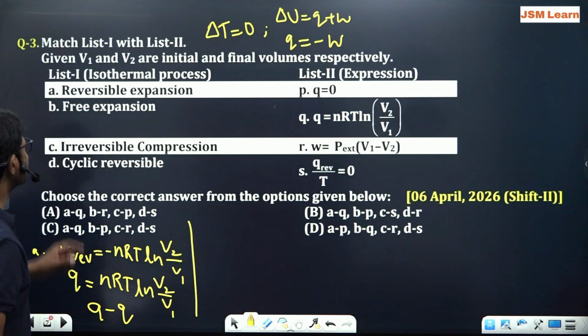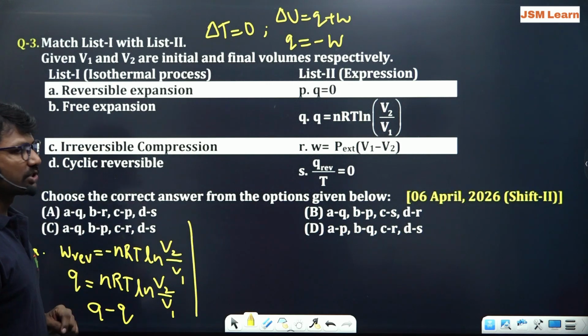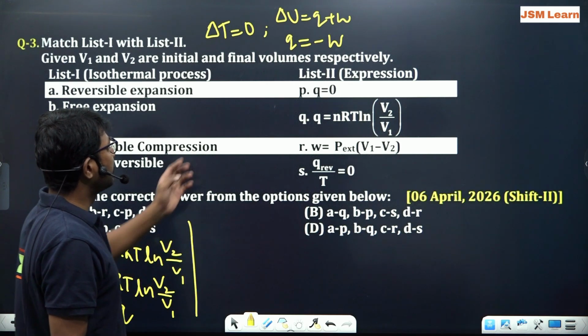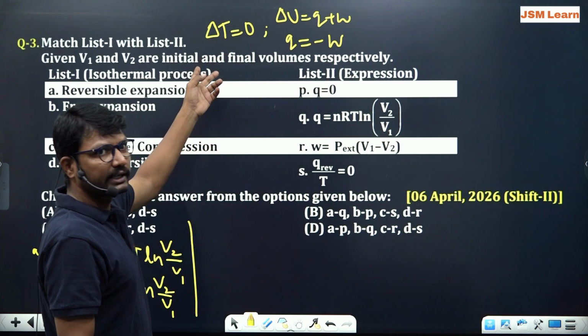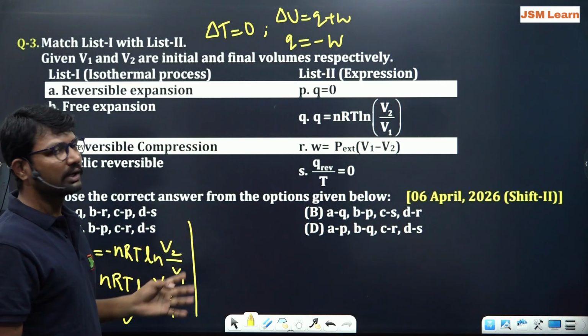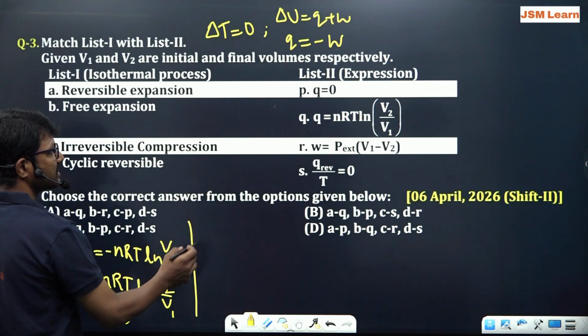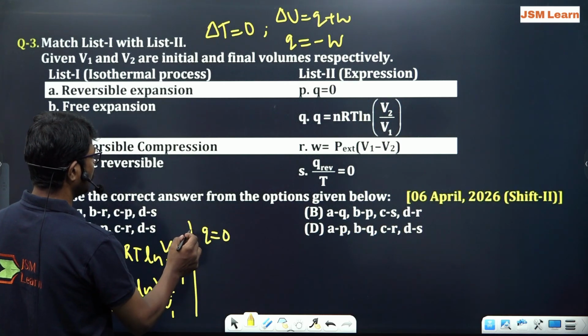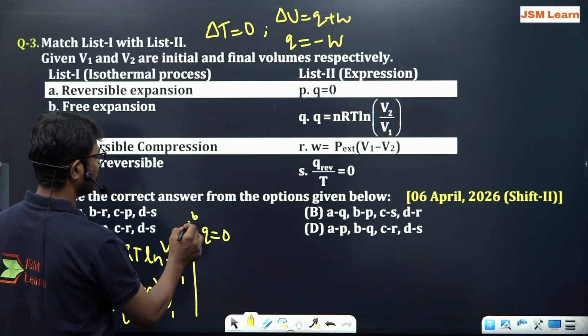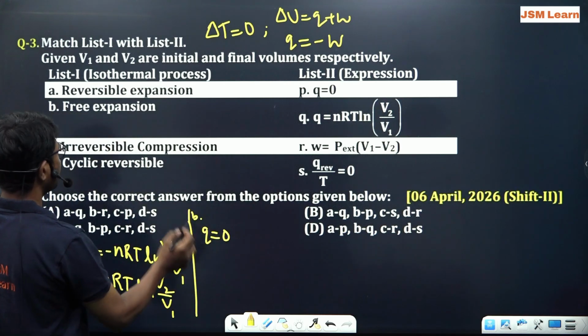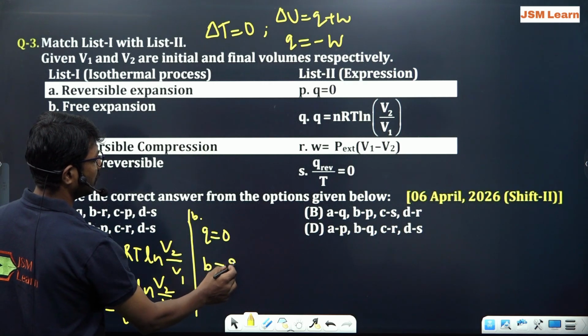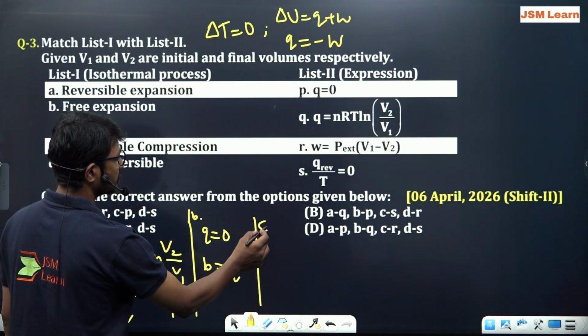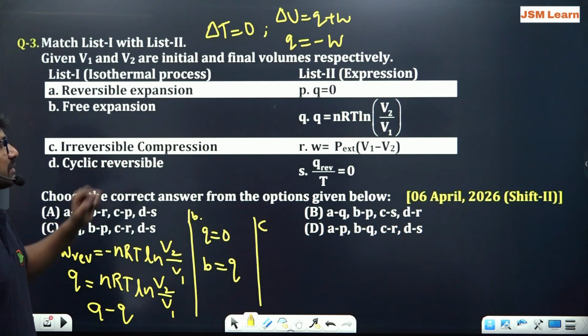Now let us see the next one, free expansion. In free expansion you know that delta U will become 0, delta T will become 0. No work is done in that process. As a result, Q is going to be equal to 0. So for the second one, B is equal to what? B is matching with Q. Now the next, irreversible compression.